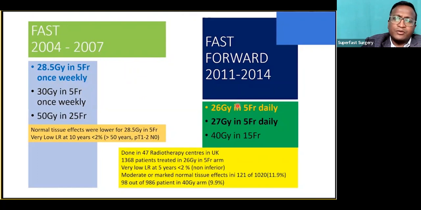Just in 1 week, 5 days, they will be giving four to five gray per day, and then the treatment is over. So that is the FAST Forward trial. This is the name of the trial, FAST Forward trial, FAST trial.